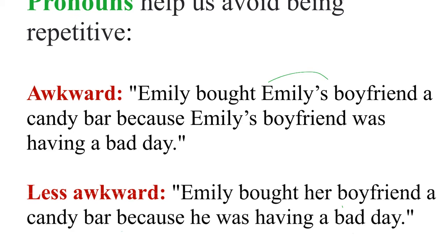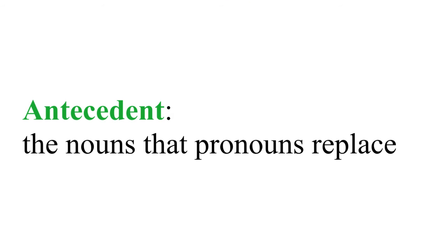So instead of saying Emily's again, we can say her. And instead of saying Emily's boyfriend again, we can say he. Pronouns keep us from being repetitive. Another word to know is antecedent. An antecedent is the noun that pronouns replace.